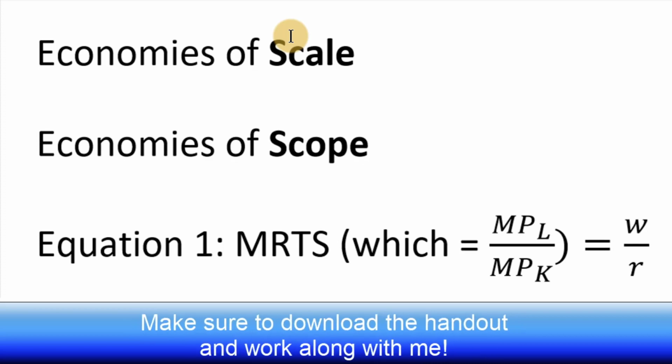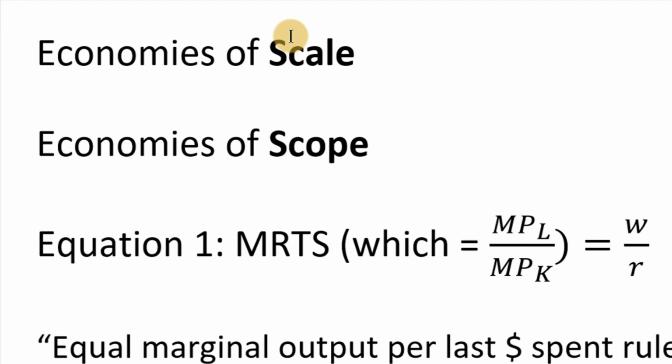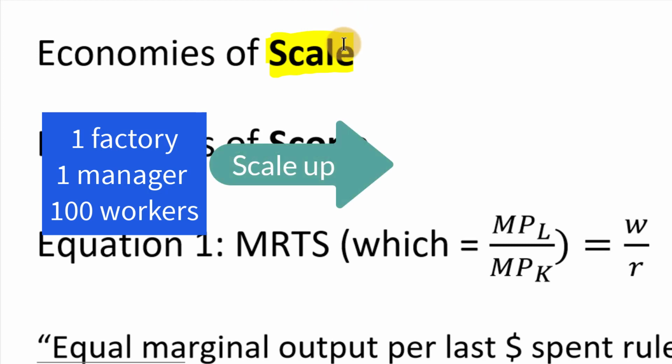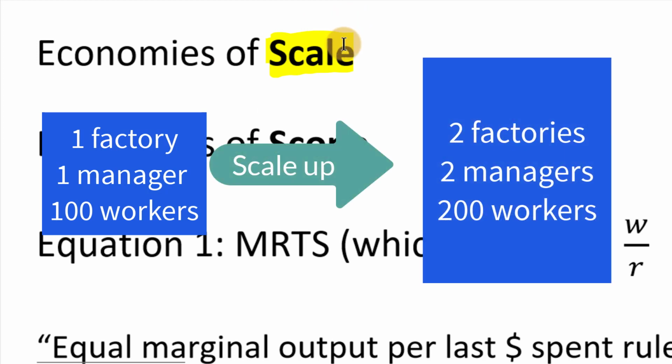Okay, some other good terminology you need to know. First, economies of scale. Scale means what happens to your business when everything scales up, everything gets bigger. So instead of being a firm with one factory and one manager and 100 employees, we're asking what would happen if I had 2 factories and 2 managers and 200 employees.